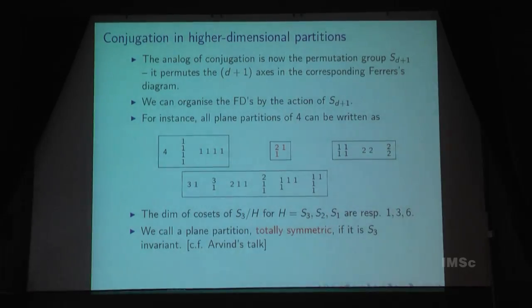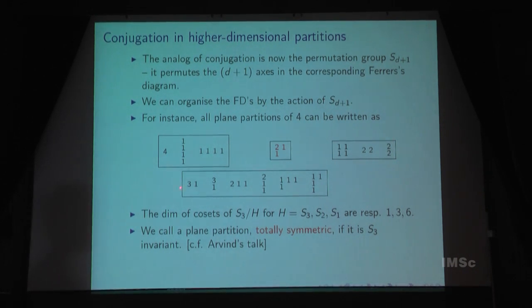So first thing is to just ask what is the analog of conjugation in higher dimensional partitions. There it was XY exchange. You should think in terms of Young diagrams or Ferrers diagrams. So what would you do? You have many more axes, you can permute all of them. So the generalization of conjugation is the permutation group, and it just permutes. So you can organize all the Ferrers diagrams or Young diagrams by the action of this group.